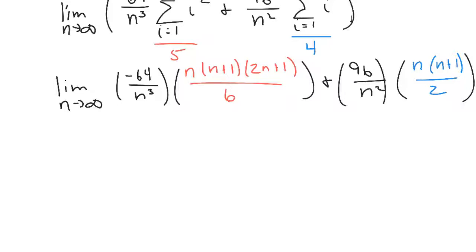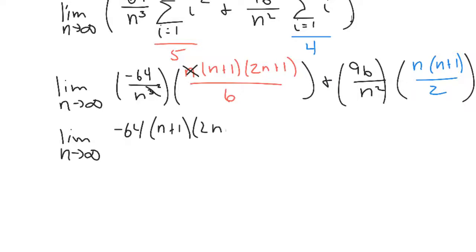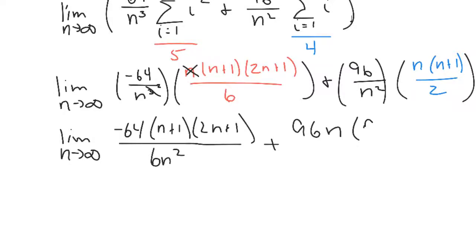So what I'm going to do is make my denominator 6n squared by first canceling that n with that n, and then I'm going to be left with the limit as n approaches infinity of negative 64 times n plus 1 times 2n plus 1 over 6n squared plus 96n times n plus 1 all over 2n squared. That looked awful, so let's fix that.